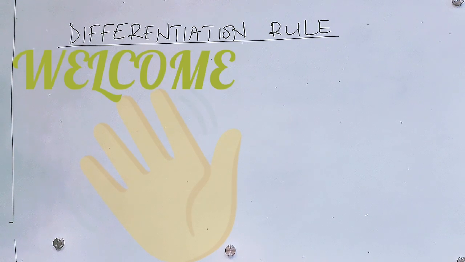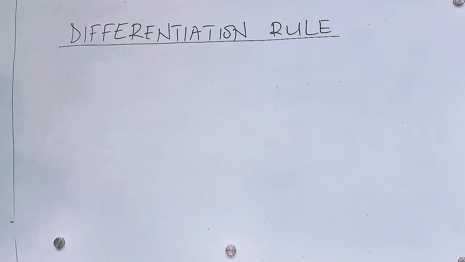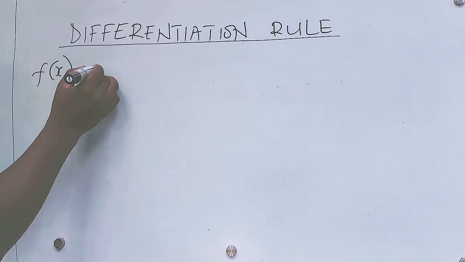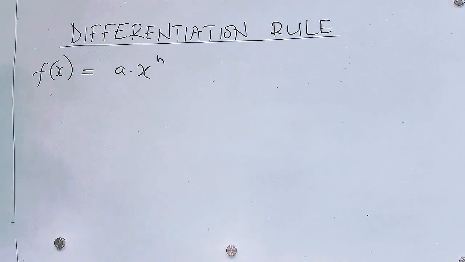Differentiation rule. This is a short way of finding the first derivative instead of using first principles. So the differentiation rule is like a shortcut. Let's have a general form of our function, then we see how the differentiation rule works. Let f of x be equal to a x power n.